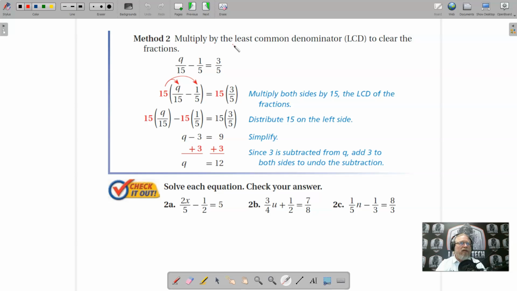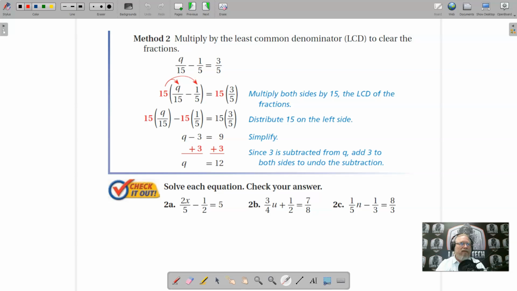Method 2 is to multiply by the least common denominator to clear the fractions. And the least common denominator is going to be the least common multiple of all the denominators. So if we consider 15, 5, and 5, the least common multiple is going to be 15. So we're going to multiply both sides by 15. So let's take this q over 15 minus 1/5, put that in parentheses, and then multiply times 15. And then take the 3/5 and put it in parentheses and multiply by 15 as well. We've now multiplied both sides by 15, which is the least common denominator, which is also the least common multiple of those denominators.